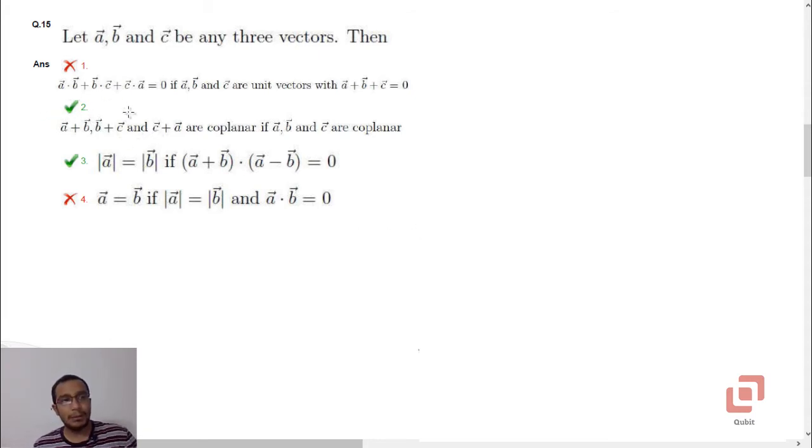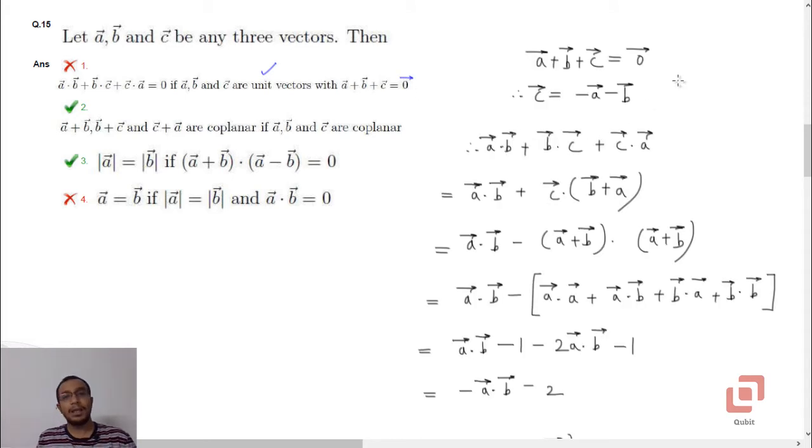A bar dot B bar plus B bar dot C bar plus C bar dot A bar is 0 if A bar, B bar and C bar are unit vectors with A bar plus B bar plus C bar equal to a null vector. Alright, now we will first write down the condition that is given to us. A bar plus B bar plus C bar is a null vector, or we can write C bar as minus A bar minus B bar, or if I take the negative sign common, negative of A bar plus B bar.